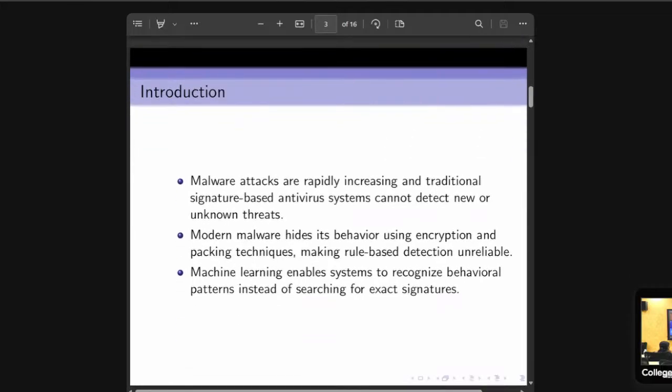So we move to the introduction. Malware has become one of the most serious cybersecurity threats today. Traditional antivirus systems mainly use signature-based detection. This means they compare a file with a database of known malware signatures. The problem is that this method cannot detect zero-day attacks or newly modified malware.